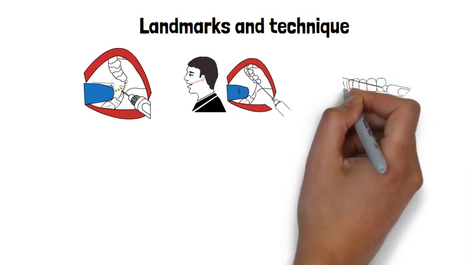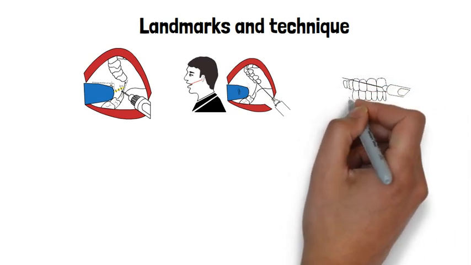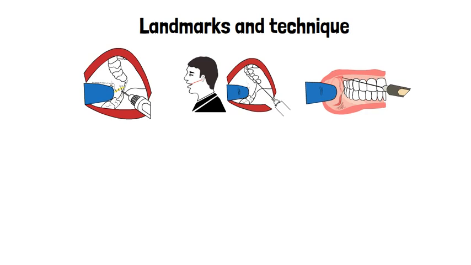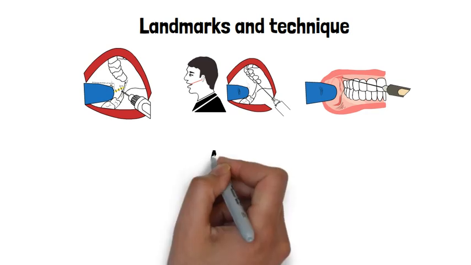The landmarks of the Vazirani-Akinosi technique are the mucogingival junction of the maxillary third molar, the maxillary tuberosity, and the anterior aspect of the ramus. In this technique, ask the patient to gently occlude, visualize the landmarks, and direct the needle posteriorly and slightly laterally, parallel with the maxillary plane and adjacent to the maxillary tuberosity, at the level of the mucogingival junction of the maxillary second and third molar.